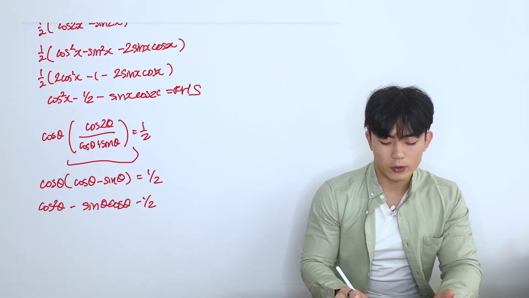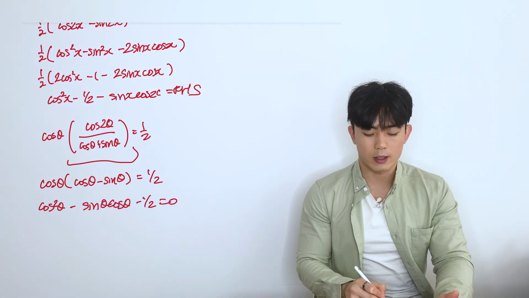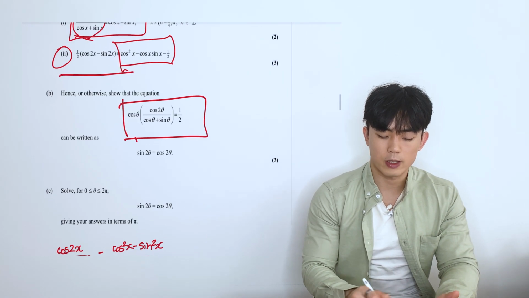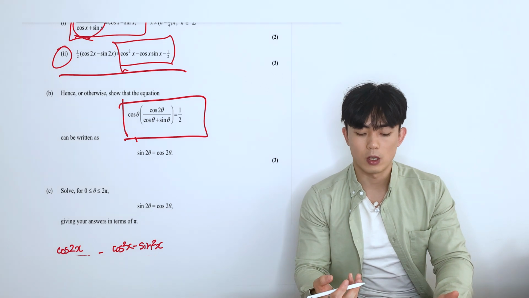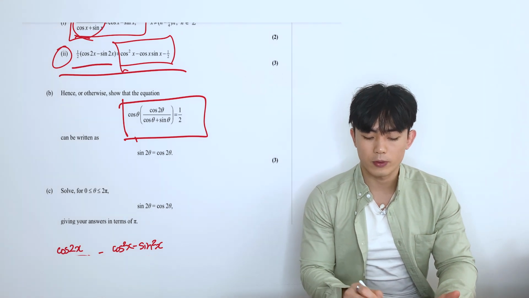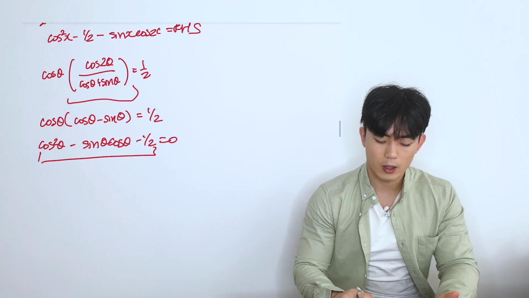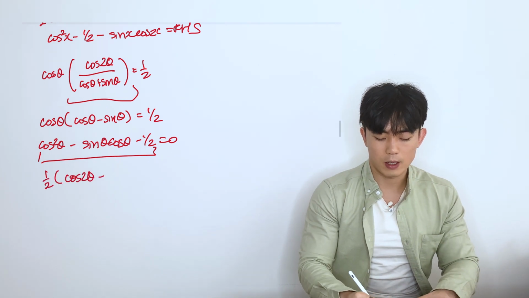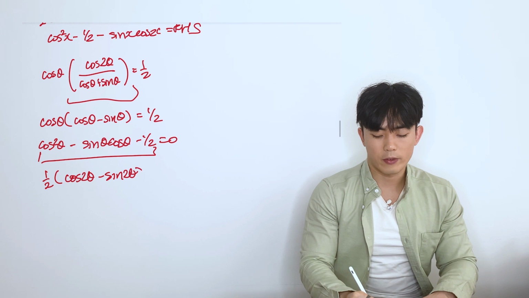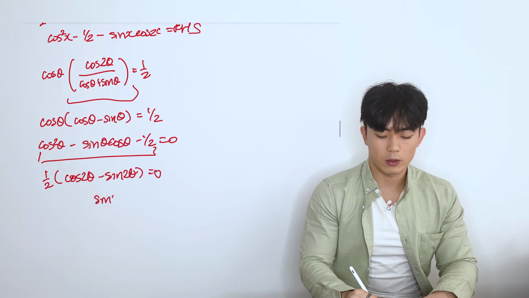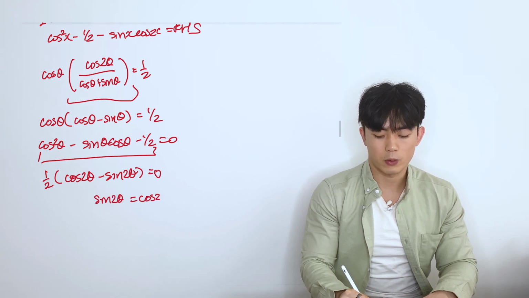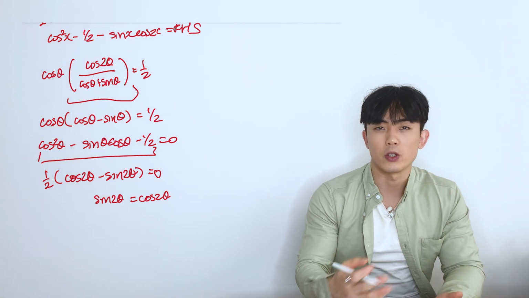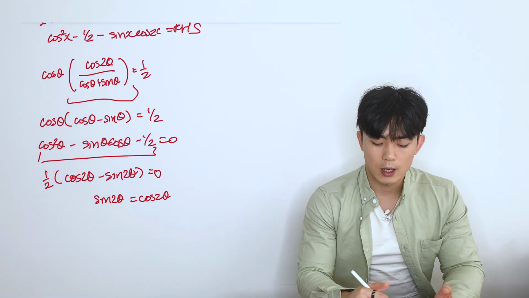and bring minus a half to the left-hand side. And what you should realize is now this part here is actually equal to the right-hand side of the second portion of the question before. So I can replace it now with half cos 2x minus sine x. So half cos 2 theta minus sine 2 theta. And if I rearrange, I will get that sine 2 theta is equal to cos 2 theta, which they wanted in the question. So hence or otherwise, just a hint that you should be using the previous answers.